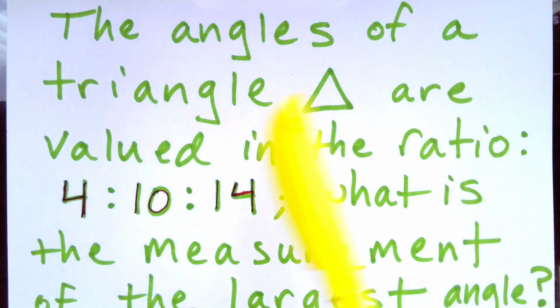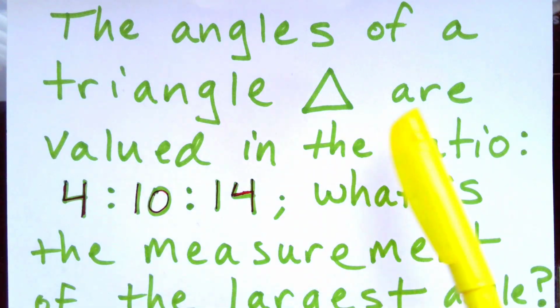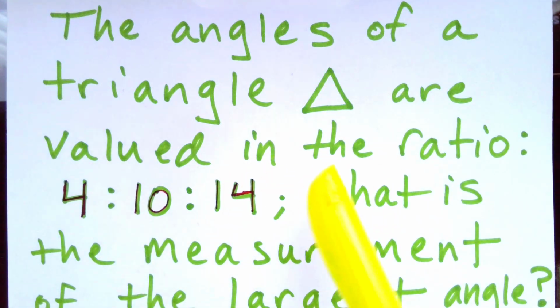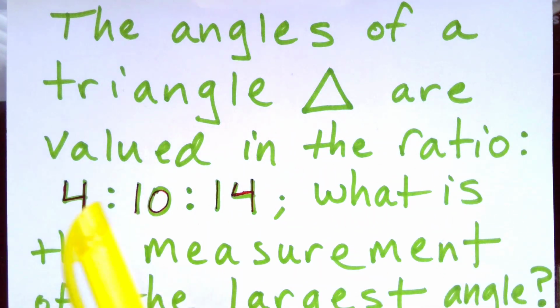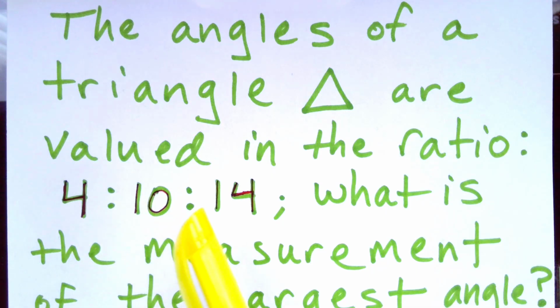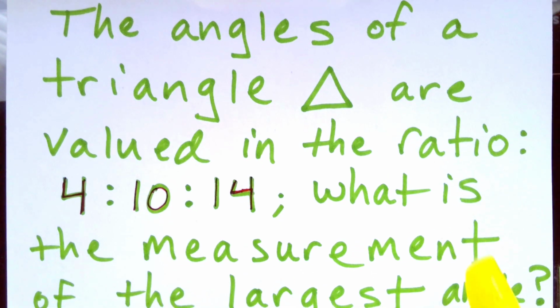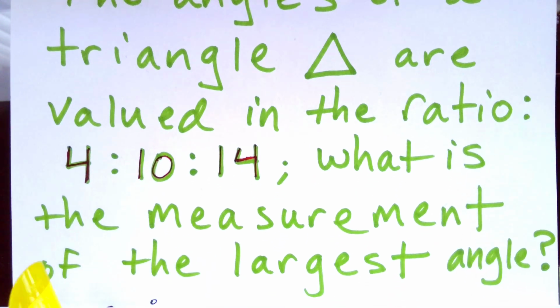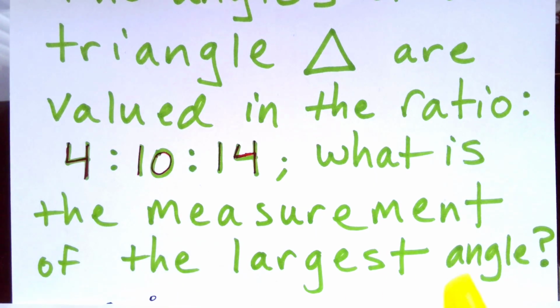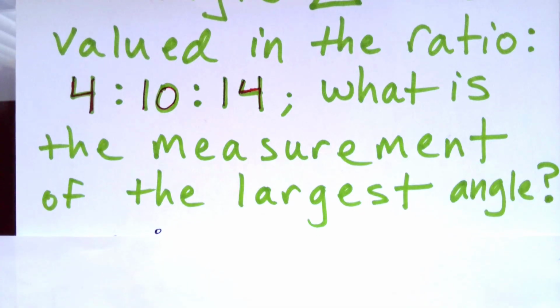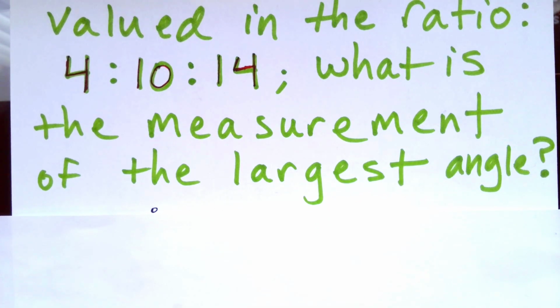The angles of a triangle are valued in the ratio of 4 to 10 to 14. What is the measurement of the largest angle? Okay, so that's the question there. And I'd like to show you a visual as well as the options.